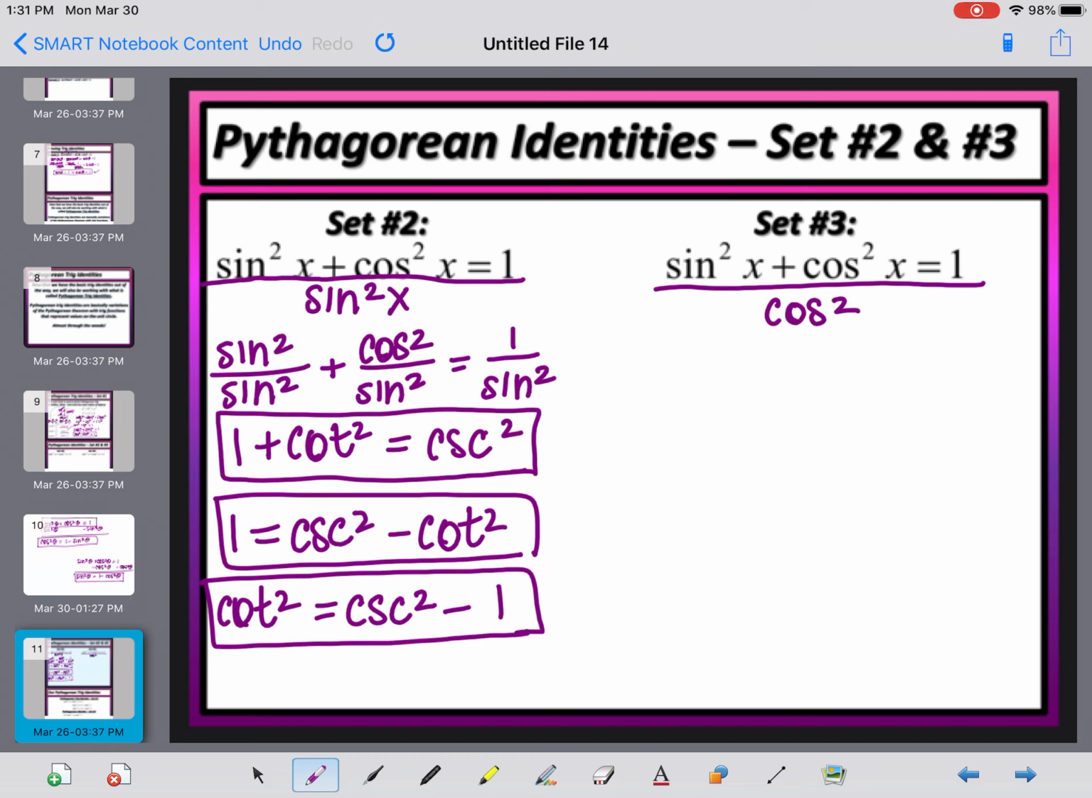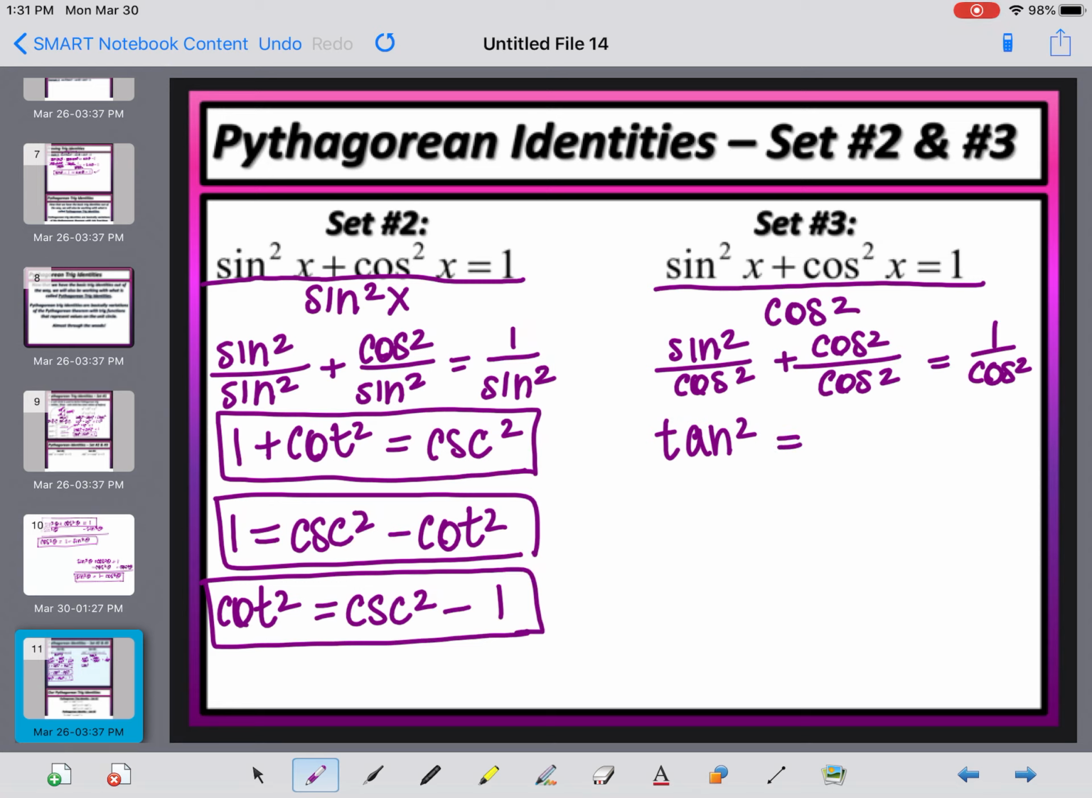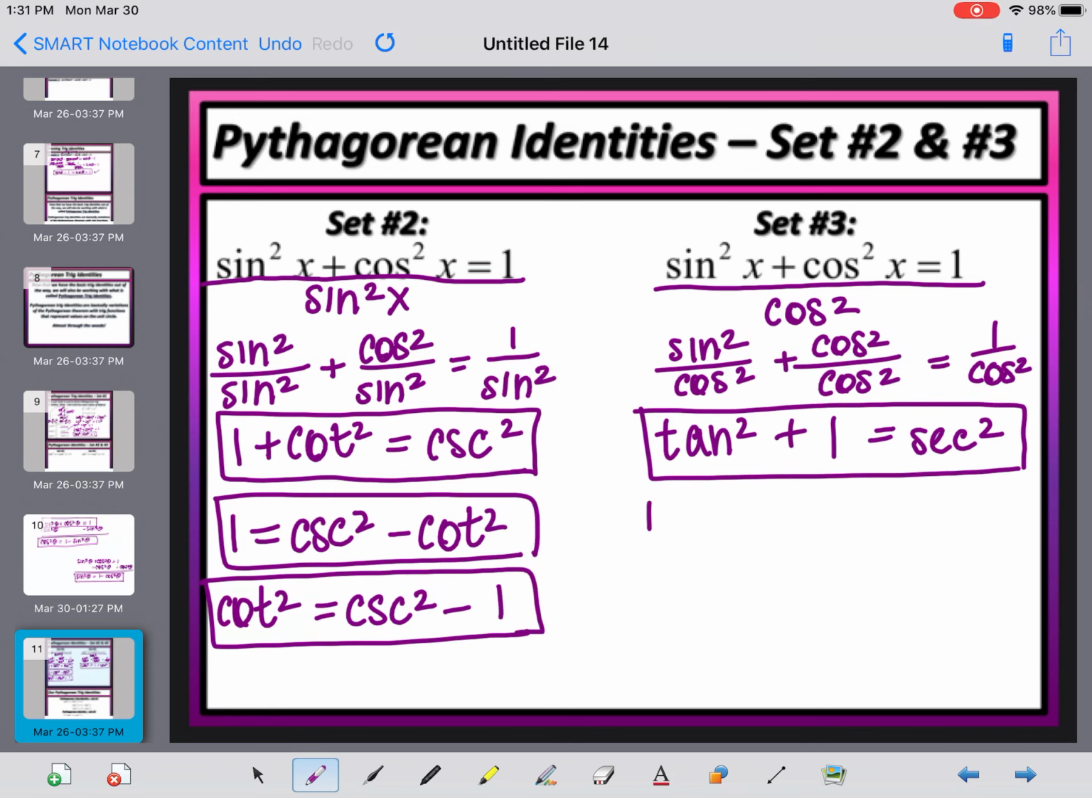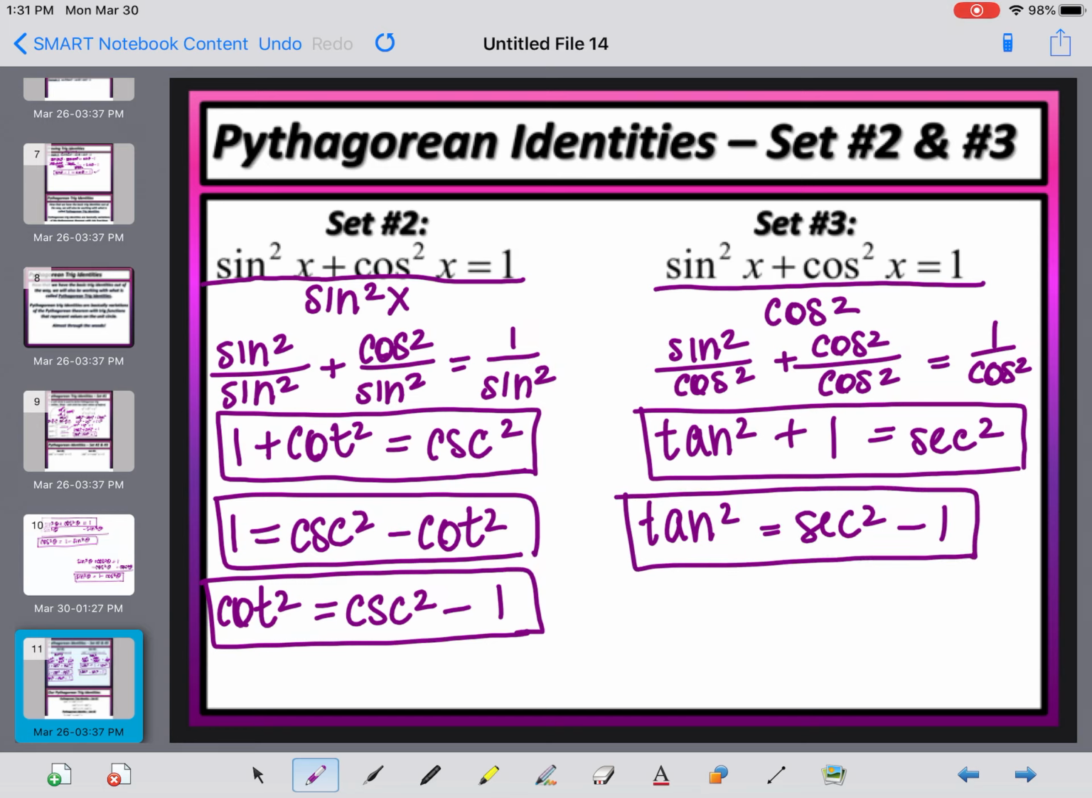So dividing all of this by cosine squared. Okay, and applying our properties. Sine squared over cosine squared is tangent squared. This is 1. Whoops, it's plus, not equals. And this is secant squared. Okay, so that's the first in our third set. And then again, rearrange to get our other equations.